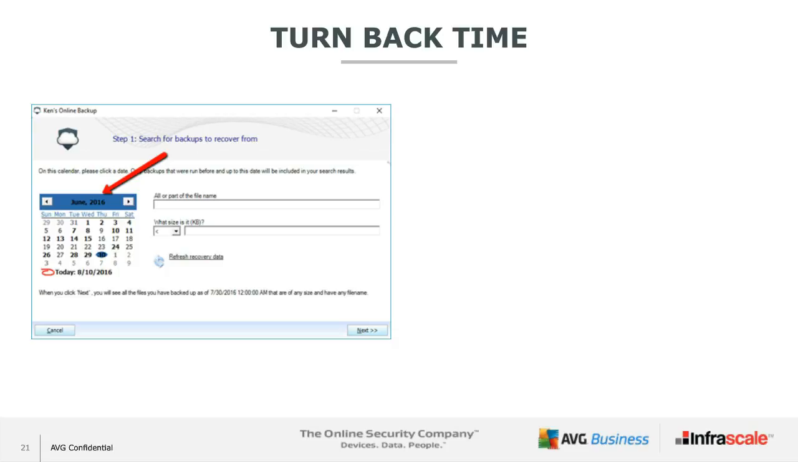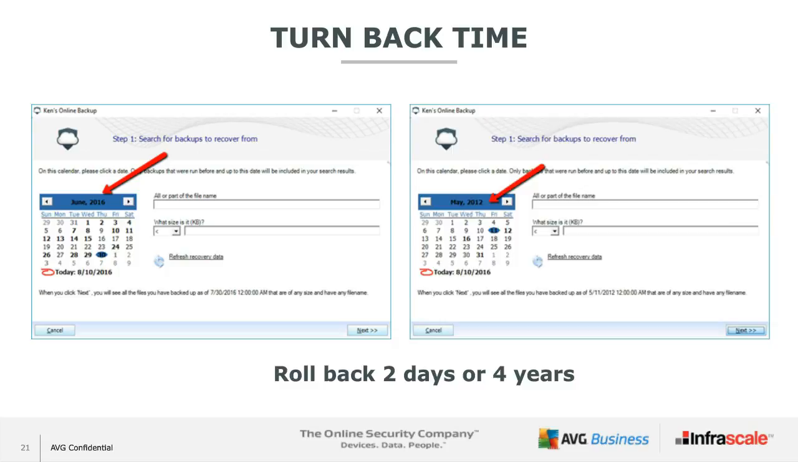This second screenshot is showing you the month of May 2012. With that exact same account and that exact same product, I can roll my computer back to May 2012. There is no other vendor who can do this for you, but we keep an unlimited history of snapshots for you on our dime so that you can roll back a computer to any point in time, right? Now, you're probably never going to need to roll something back 4 years. I had that here just to prove a point. But that unlimited version is super powerful.